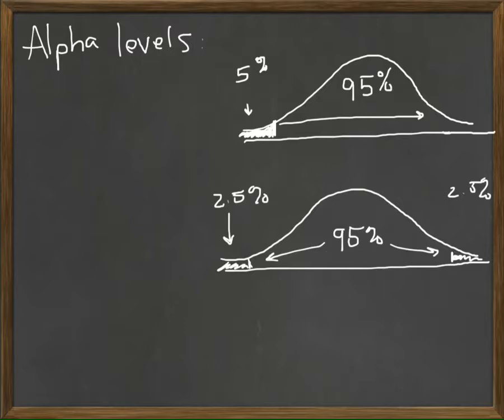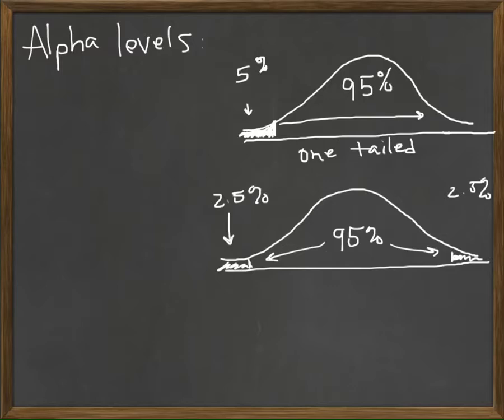On the screen you see I've got two different alpha level pictures drawn. This is your one-tailed test on the top. If you have a one-tailed test, then the entire alpha level, the percentage, is located on one end. This could also be at the top end; I just drew it on the bottom. Of course this would be a less than problem for my alternative. If my p-value dropped below 5%, then I would reject the null.